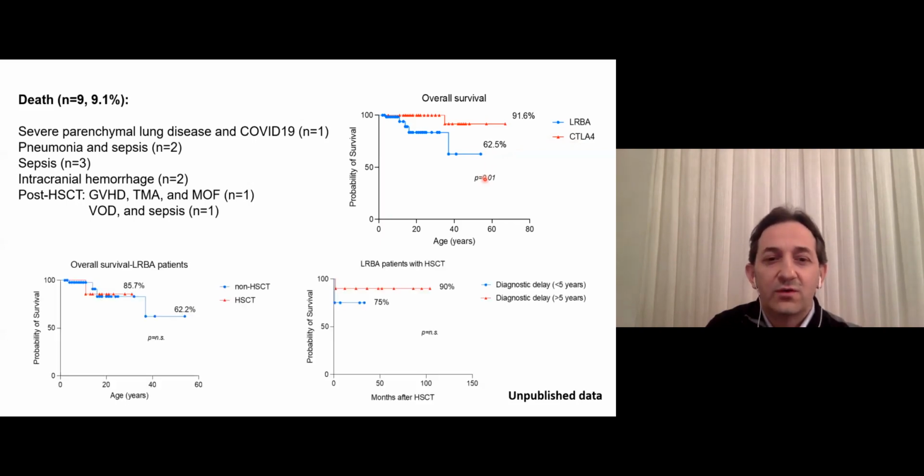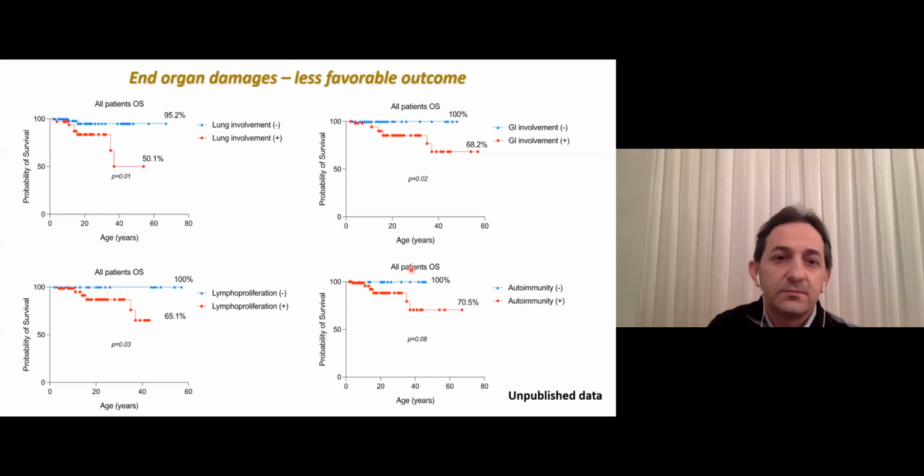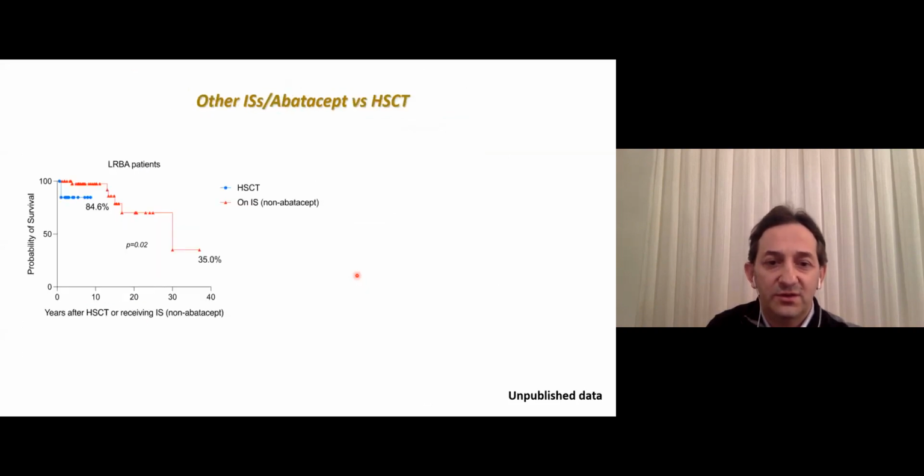And also looking at transplantation, among the LRBA patients, whether transplanted or not transplanted, they don't have much difference in the probability of survival. And also in terms of the diagnostic delay, this does not change the transplantation outcome much. Especially lung involvement or GI involvement, lymphoproliferation, autoimmunity, they all affect the outcome, and they show less favorable results when compared to patients without those manifestations.